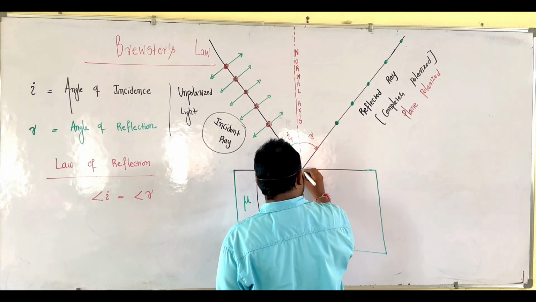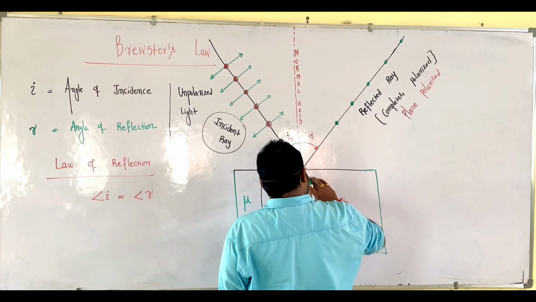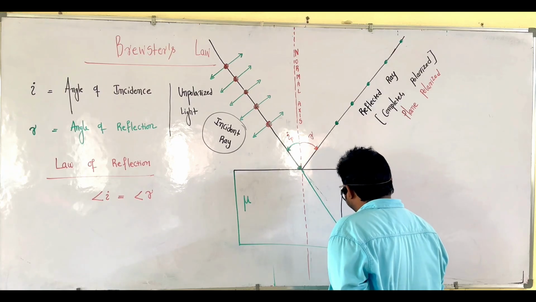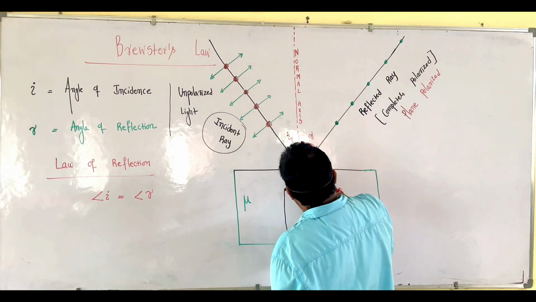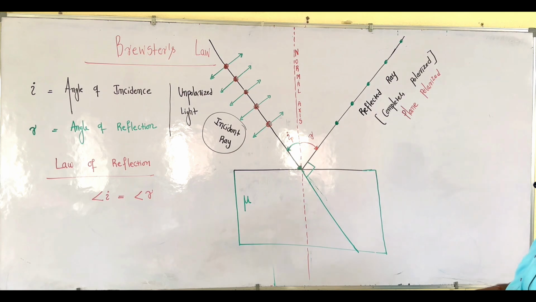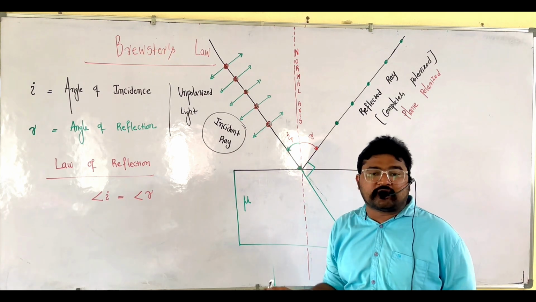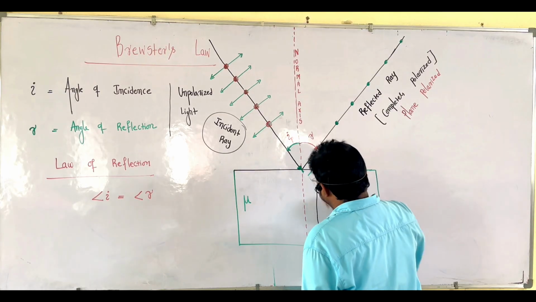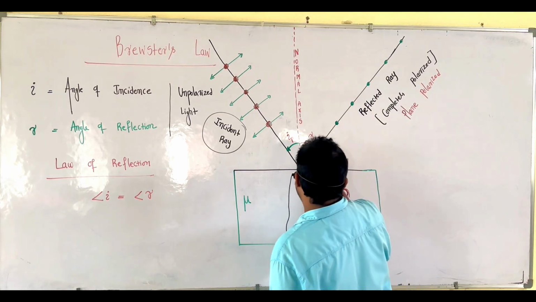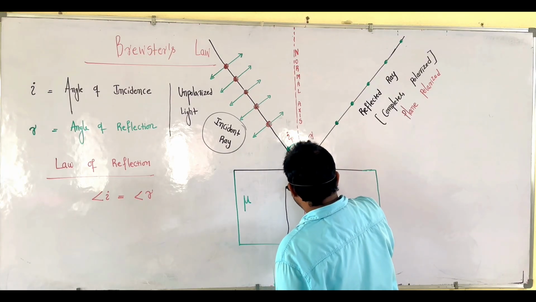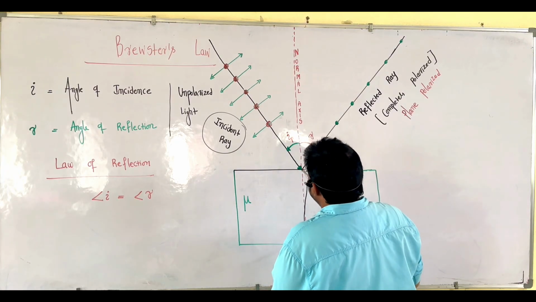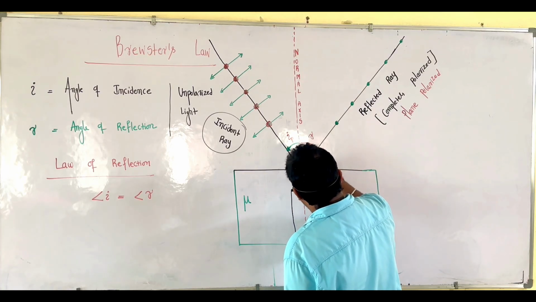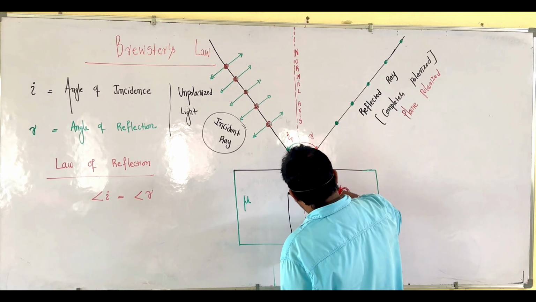Here, this is the refracted ray. The refracted ray is perpendicular to the reflected ray. In this case, these two are perpendicular to each other.